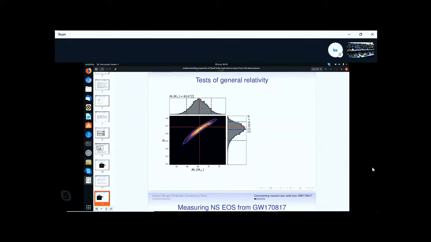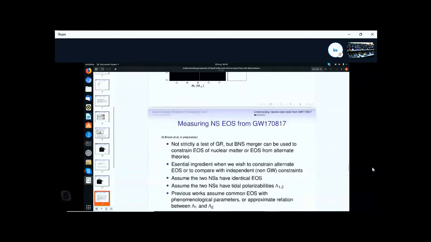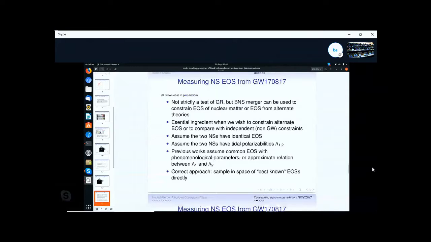Okay, so let's now change topics and go to the neutron star equation of state measurement. Again, as I said, this really belongs in the next session on the properties of matter at extreme conditions. But if you had an alternate model of GR and you have some equation of state that you want to test, then the procedure I'll describe now is the way you would do it.